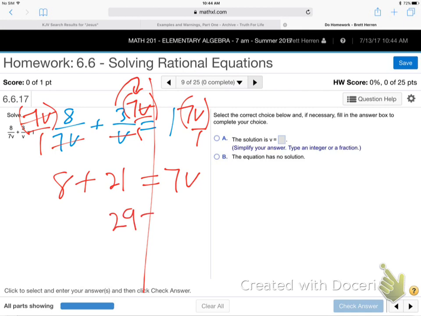So what do we have? 29 is 7v. Last step to get v alone, divide by 7. 29 sevenths. Are we good? Questions on that one? No? All is well? Okay.